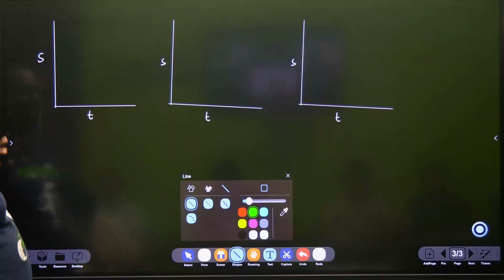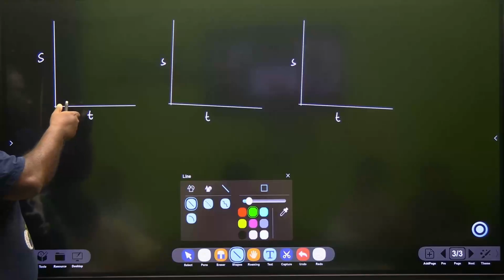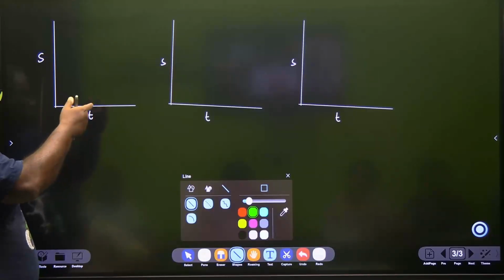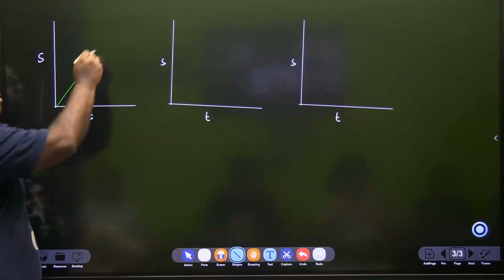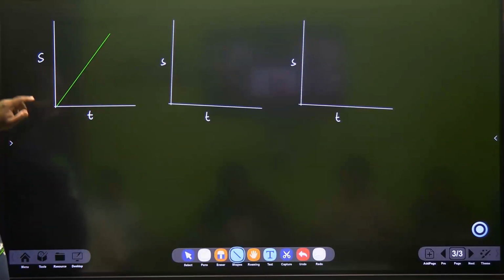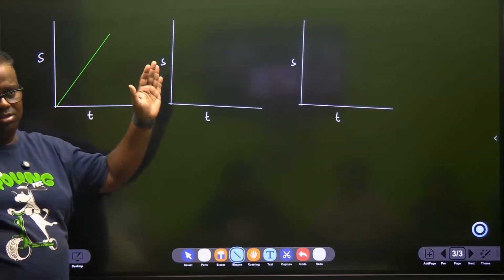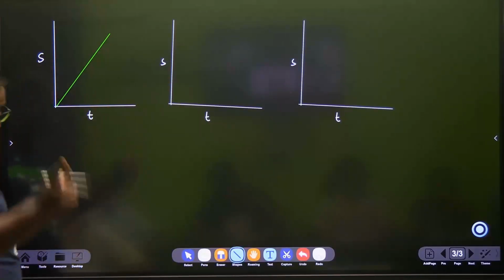Matlab kya hai? When time was 0, displacement should be 0. If you have covered 5 meters in 5 minutes, 10 meters in 10 minutes. Therefore, a uniform motion curve will always be a straight line. This line may be at a 45 degree, may not be. Understood? Now we will put mathematics.